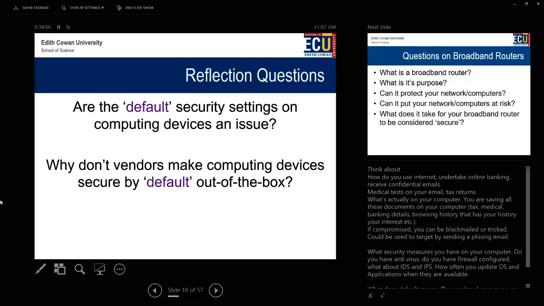So if vendors implement security in devices like your broadband routers, you will not be able to use your devices right at the word go. You will have to do some difficult stuff. You will have to configure your password. It may say you cannot configure your device until you have a secure password or follow the security guidelines. We are not in the habit of following all these steps, so that is the reason vendors don't make their devices secure.